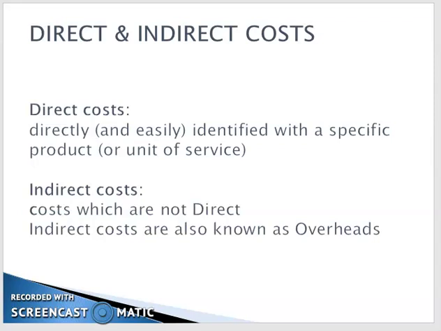First of all, we need to look at two types of cost. Costs which can be directly and easily identified with a specific product or a unit of service are called direct costs. The others are indirect costs, sometimes known as overheads.